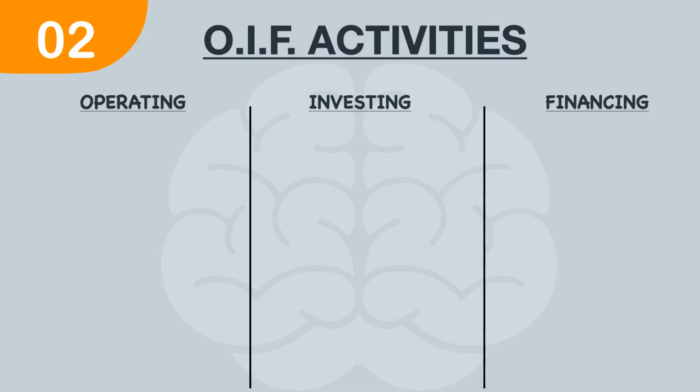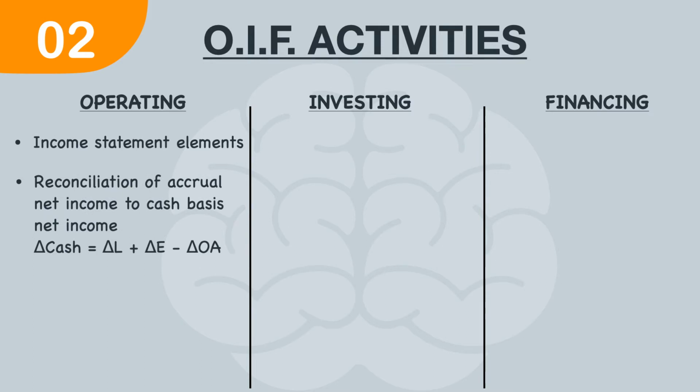Operating activities would include all the elements of the income statement. So for example, dividend income, interest expense, income tax expense, etc. When presenting this information under the indirect method, we reconcile the accrual net income to cash basis net income. So this means that we would add any increases in change of liabilities and subtract any increase in change of assets from the net income. To know more about the reconciliation process, check out my video on reconciliation of net income, which will also be linked in the description box below.